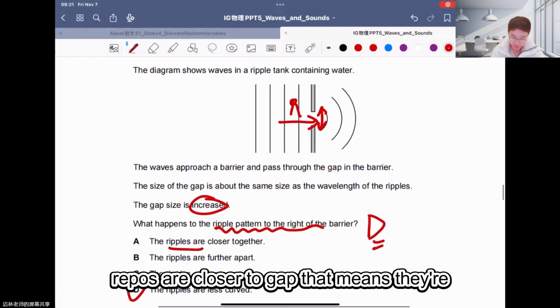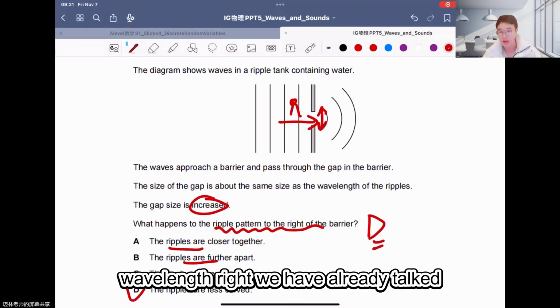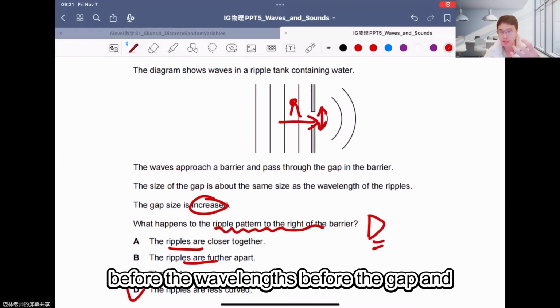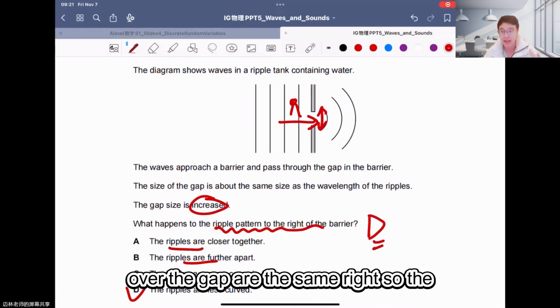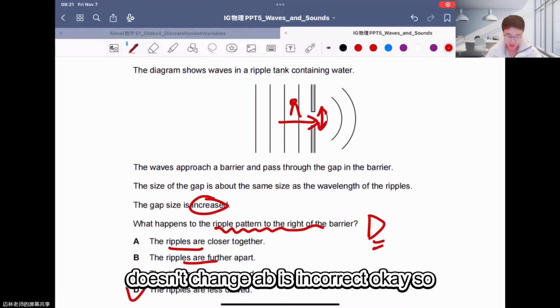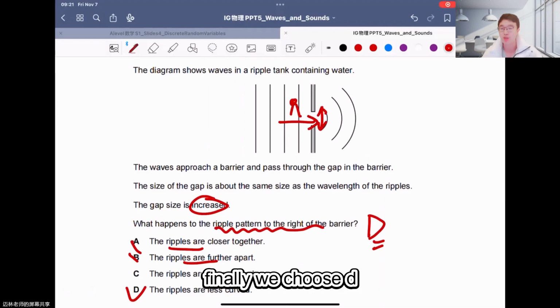And remember that the ripples being closer together would mean the wavelength changes, right? We have already talked before that the wavelengths before the gap and after the gap are the same, right? So the wavelength doesn't change. So A and B are not correct. Okay. So finally we choose D.